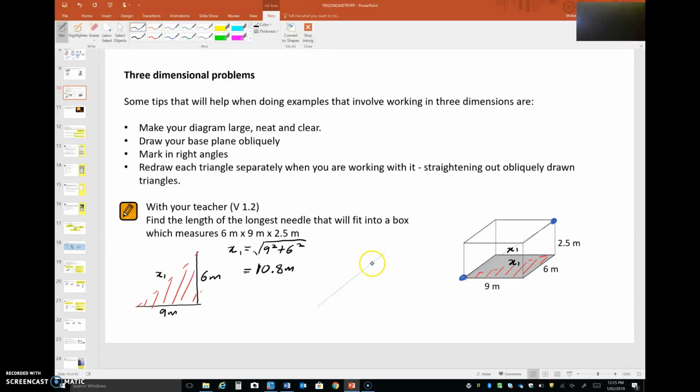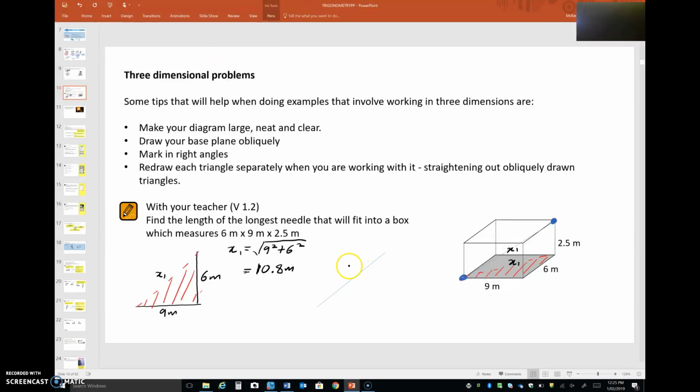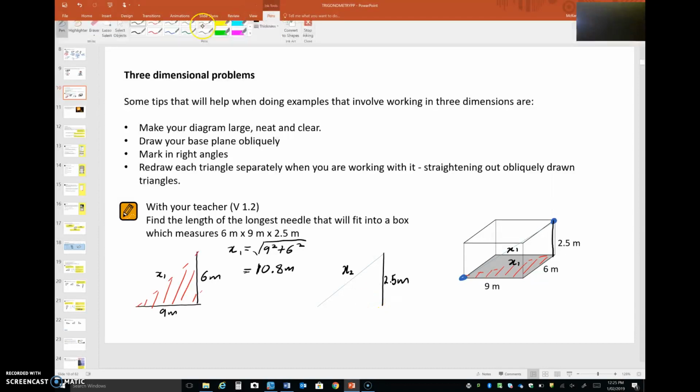So we've got x2 that we're trying to find, and we have 2.5 metres. This is the height, this one here, 2.5 metres, and then we found x1 along the base, which I represented with this red dotted line. So this red dotted line is the same as this one here, and we found that that was 10.8 metres.